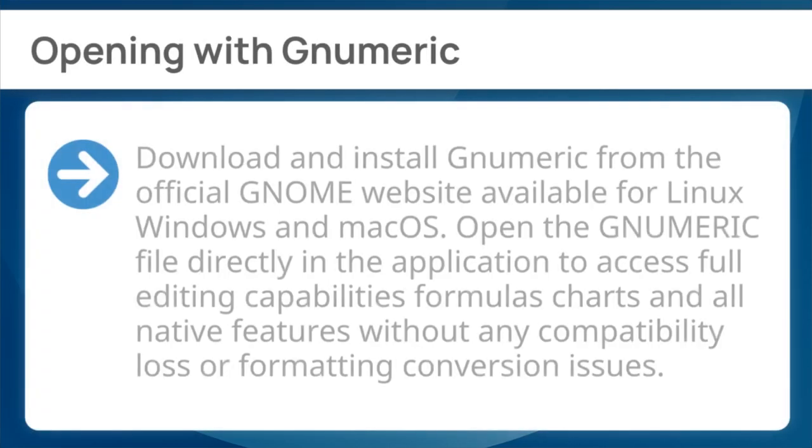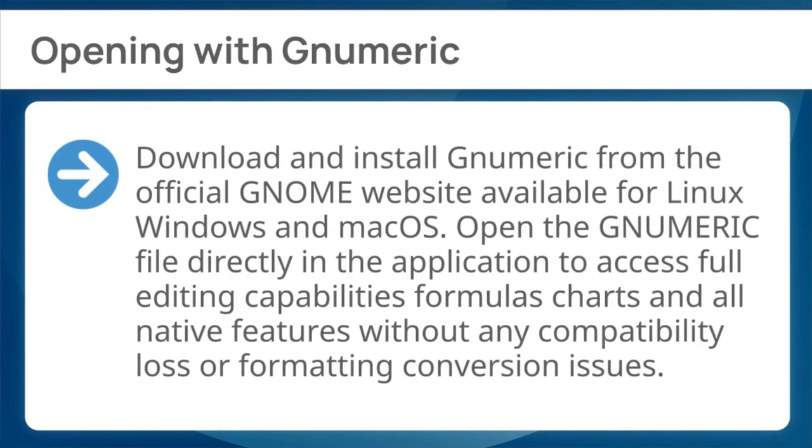First, opening with Gnumeric. Download and install Gnumeric from the official GNOME website, available for Linux, Windows, and macOS. Open the Gnumeric file directly in the application to access full editing capabilities, formulas, charts, and all native features without any compatibility loss or formatting conversion issues.